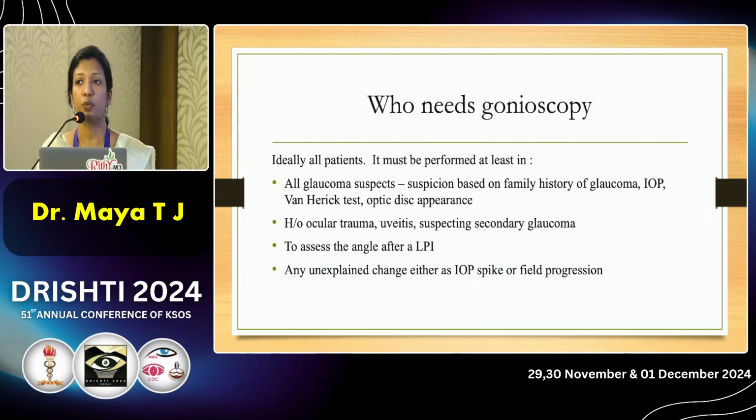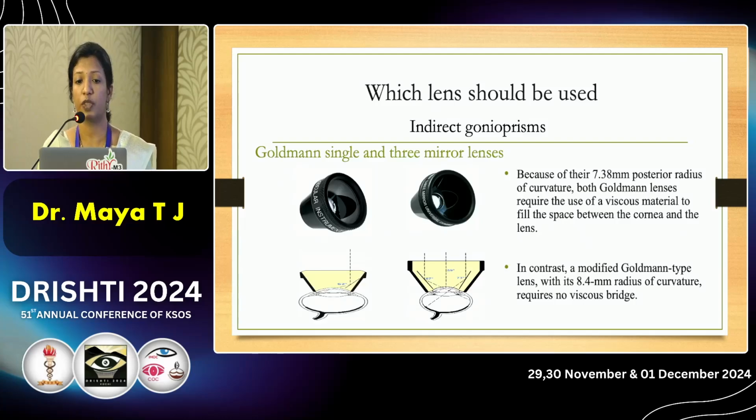Who needs gonioscopy? Ideally all patients. It must be performed at least in all glaucoma suspects, where suspicion is based on family history of glaucoma, intraocular pressure, Van Herrick's test, optic disc appearance. Also in patients with history of ocular trauma, uveitis, patients suspected of secondary glaucoma. It is also used to assess the angle after laser peripheral iridotomy, and also if there is any unexplained change either in the intraocular pressure spike or field progression.